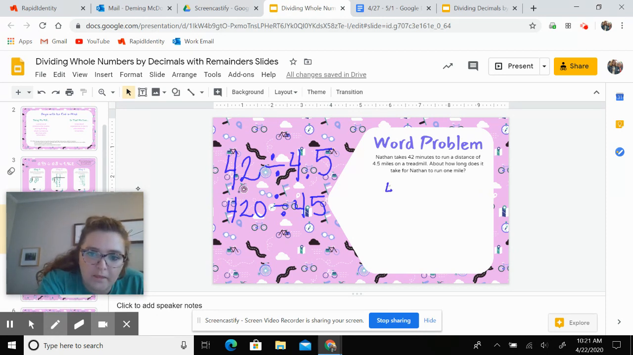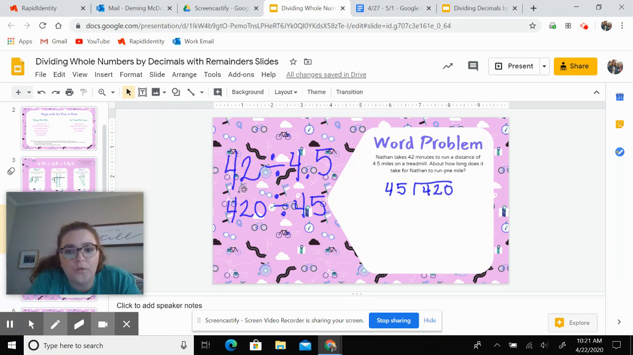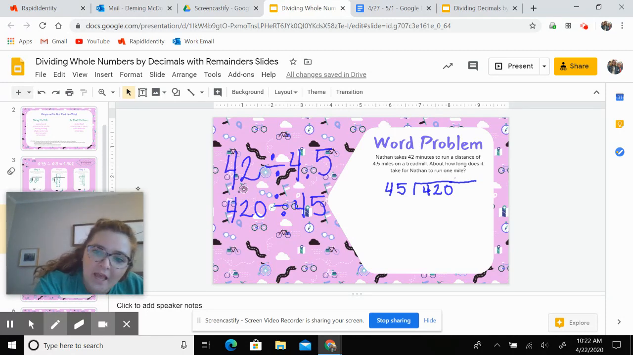So my new equation was, how many times can 45 go into 420? Now I'm going to do something you might wonder about, but I don't want us to get confused later on. I'm going to carry out my division line just in case I need to go over, because I know I'm probably going to have remainders here. And I'm going to put a decimal right here and carry the decimal up.